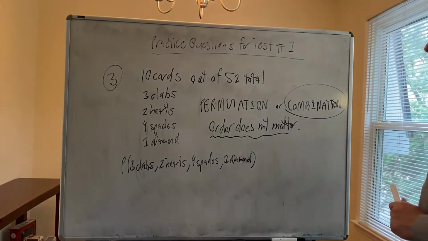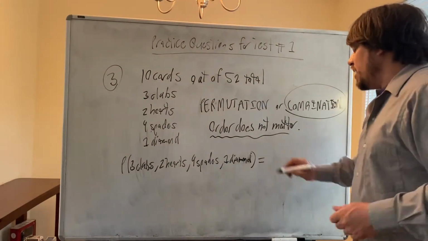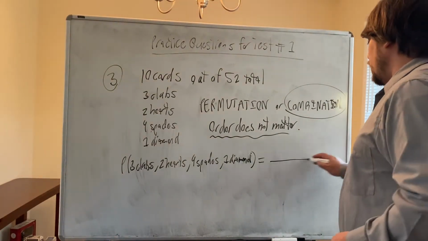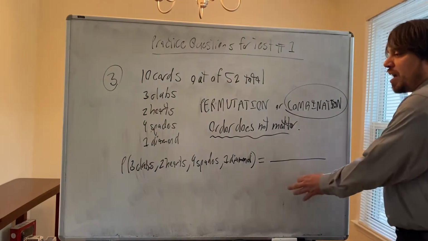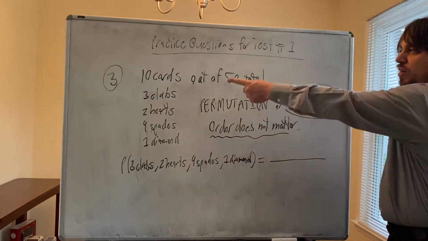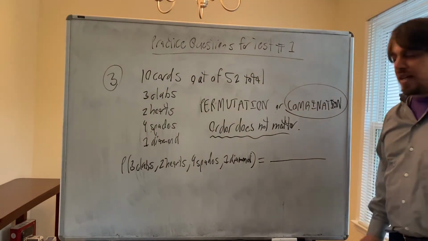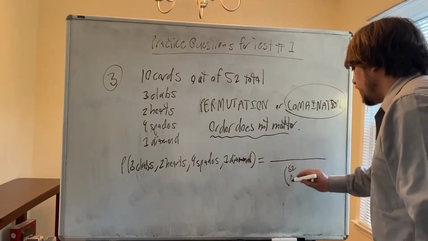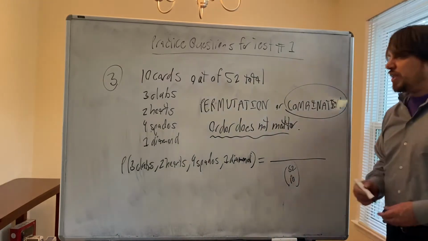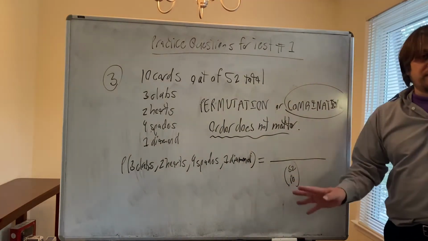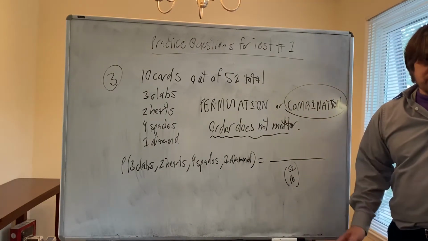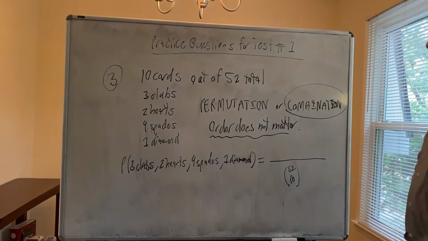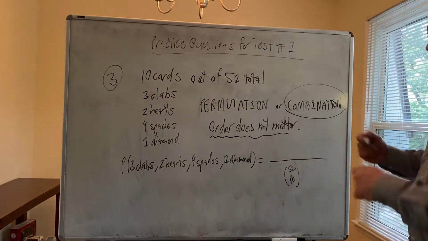So the probability of 3 clubs, 2 hearts, 4 spades, and 1 diamond is equal to, the denominator is going to be how many ways I could choose 10 cards out of the total of 52 cards in the deck. So that's 52C10. I'm used to dealing with poker hands. So 52C10 is the number of ways of choosing 10 cards out of the 52 cards in the deck, where order doesn't matter. Now, how many ways can I choose 3 clubs, 2 hearts, 4 spades, and 1 diamond?